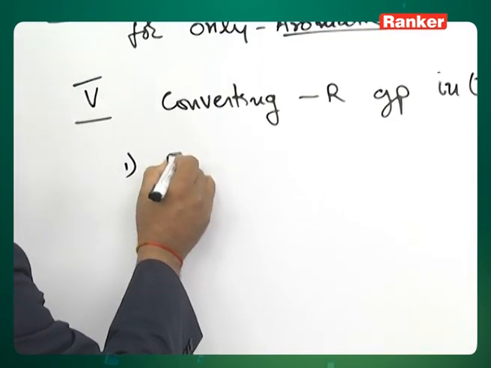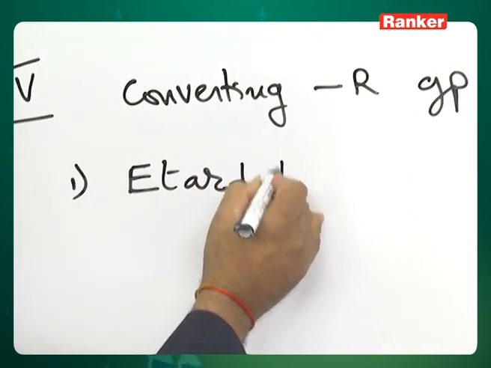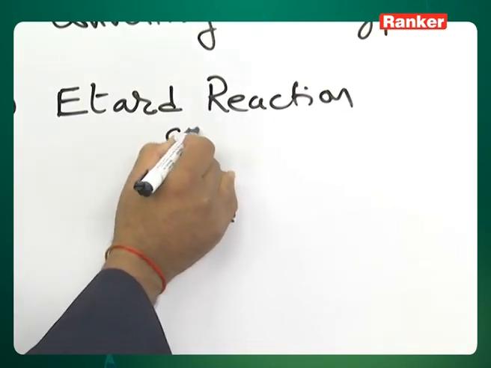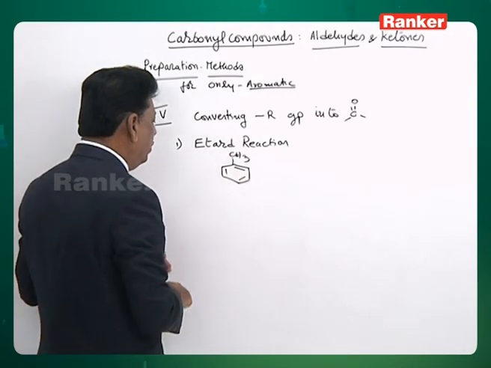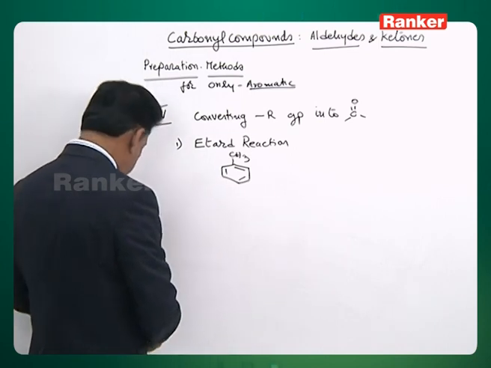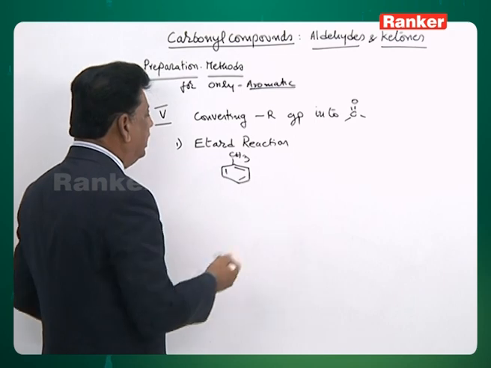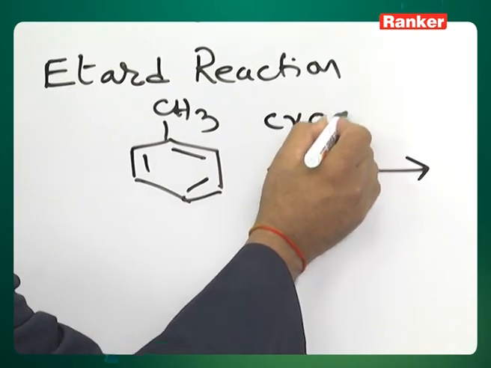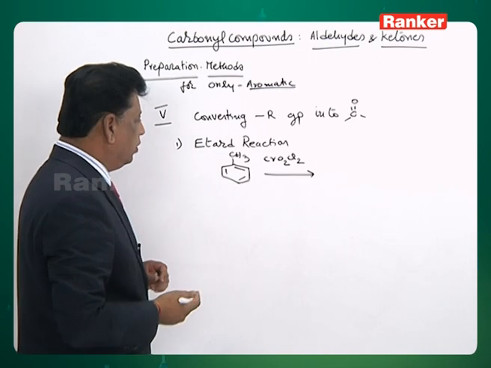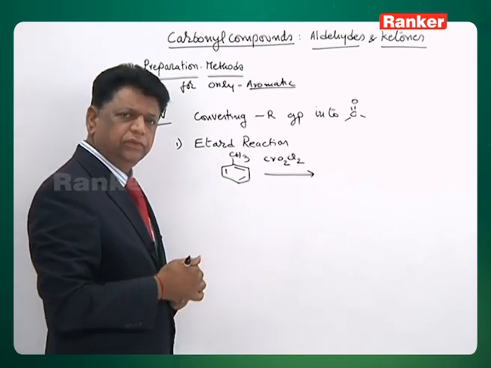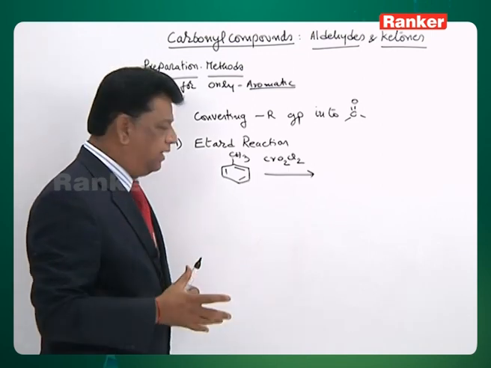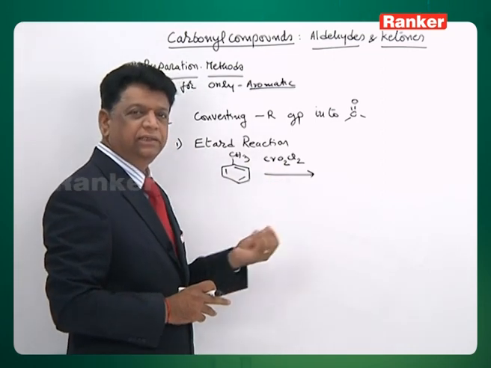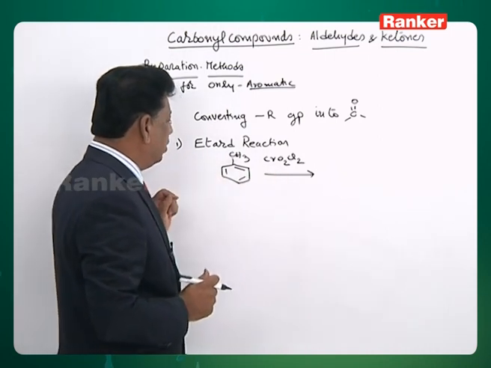The first method is known as the Etard reaction, a name reaction. In this reaction, a suitable example, let us take one methyl-group-containing benzene known as toluene. In this reaction, we are oxidizing the methyl group into the aldehyde group. The reagent is also very specific, chromyl chloride, CrO2Cl2. The chromyl chloride can be generated from any chlorine-containing salt like KCl or NaCl. Add solid potassium dichromate and concentrated sulfuric acid. The chromyl chloride is released as a gaseous compound that is treated with the toluene.